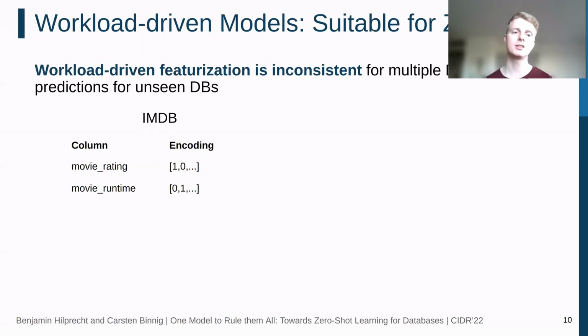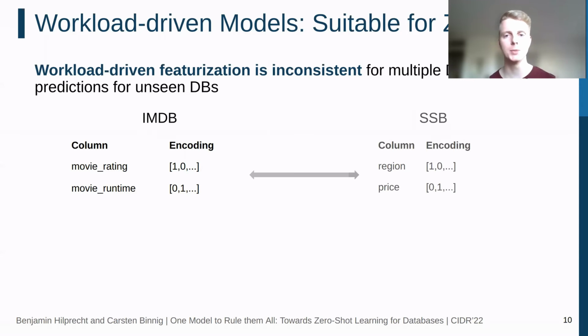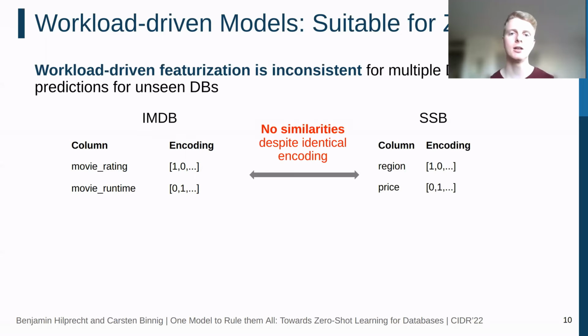If we want to express that certain columns are queried in some query plan, we of course have to encode those columns. And the way this is done in workload-driven models today is with one-hot encoding. So for instance, in IMDb, the first column would be 0, 1, and then all zeros. Movie runtime column would be 0, 1, and then all zeros, etc. And then if we have a different database, let's say SSB, then the first column might be region, the second one might be price. And as you can see, they have identical encodings, but they have no similarities.